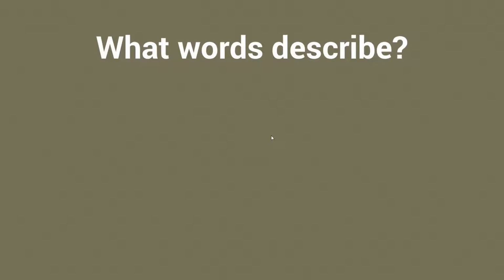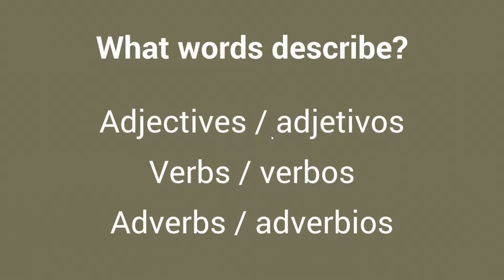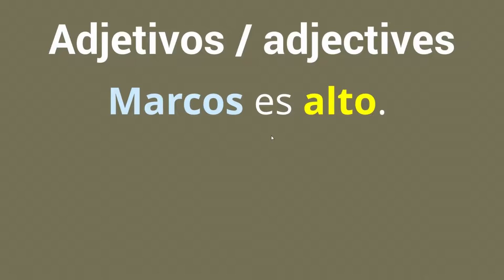So which of these words, or which parts of speech, describe? Adjetivos, verbos, and adverbios. These are the three parts of speech that make up the class or category of word called attributives. Let's look at this example.